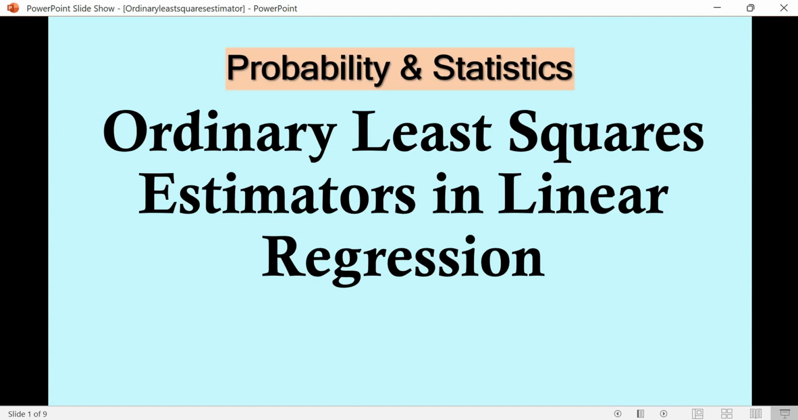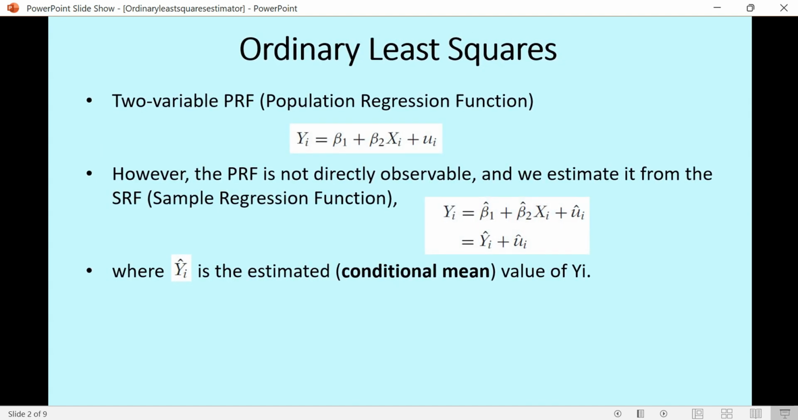Hello, in this video we will talk about ordinary least squares estimators in linear regression. So we know a very simple type of linear regression is called two-variable linear regression, because there is only a dependent variable y and one explanatory variable x in the equation. This equation is called the two-variable PRF. PRF means population regression function.